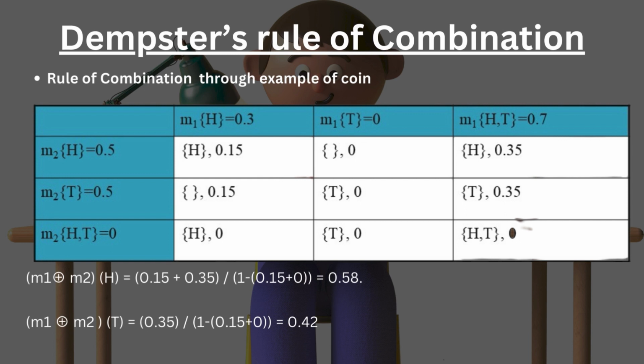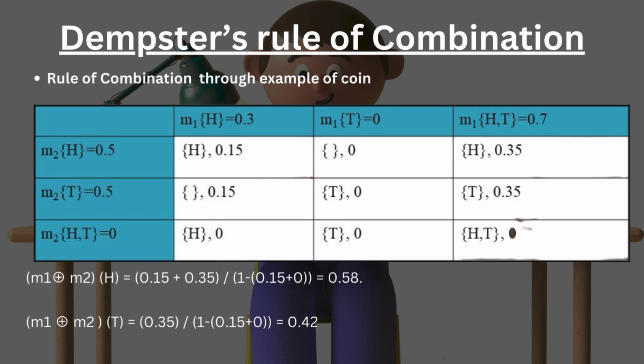For example, let us say we have two pieces of evidence M1 and M2 regarding the outcome of a coin toss. M1 is evidence with head as 0.5, which supports the idea that the coin is head with a probability of 0.5. Evidence 1 supports the idea that the coin is tail with a probability of 0.5. The second source of evidence, represented as M2, supports the idea that the coin is head with a probability of 0.3, and evidence 2 does not support the idea that the coin is tail.